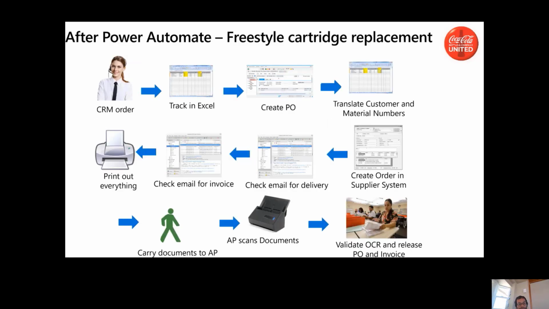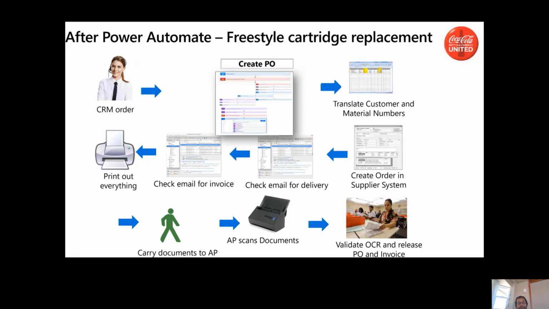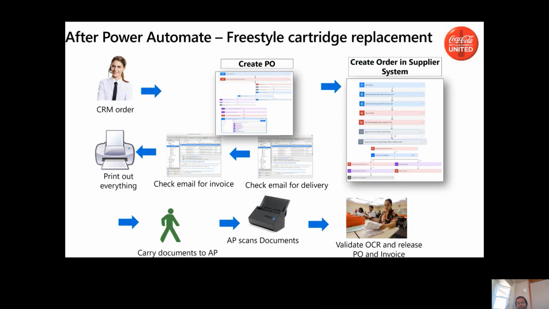After Power Automate, this is what they did. They built a bunch of flows as a solution. The first flow creates a purchase order in SAP, gets triggered on a schedule, and pulls in data from SQL. The second flow creates an order in the supplier system. This flow again gets triggered on a schedule, reads the secrets from Key Vault, and then executes a UI flow that automates a website.